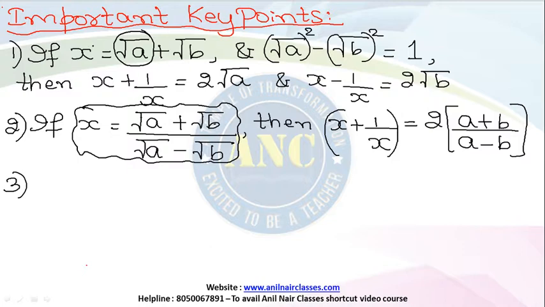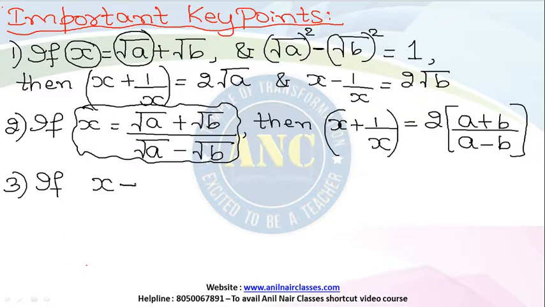Similarly, if only x is given in the question, and root a whole square minus root b whole square is also satisfying as 1, then also we know how to find the value of x plus 1 by x. But if the question directly gives you the value of x plus 1 by x, then you don't need to calculate all these things. Or if these are given, you can calculate x plus 1 by x, and from it calculate whatever else is asked. Those are all things you can easily manipulate. We have seen many questions on this.